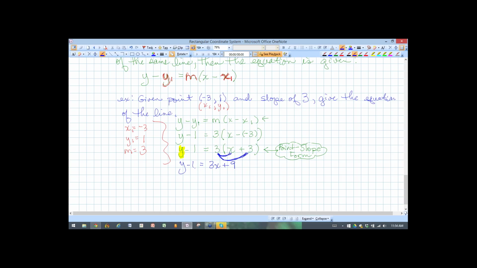All right, so now we just need to add the 1 to both sides. Add 1. And so now we have what? Finally, slope-intercept: y is equal to 3x plus 10. All right, so now we have slope-intercept, right?